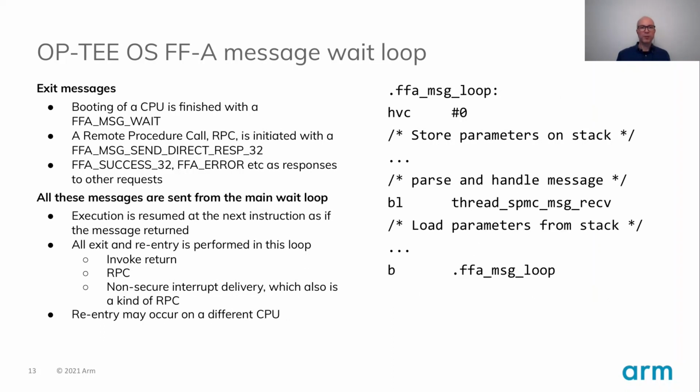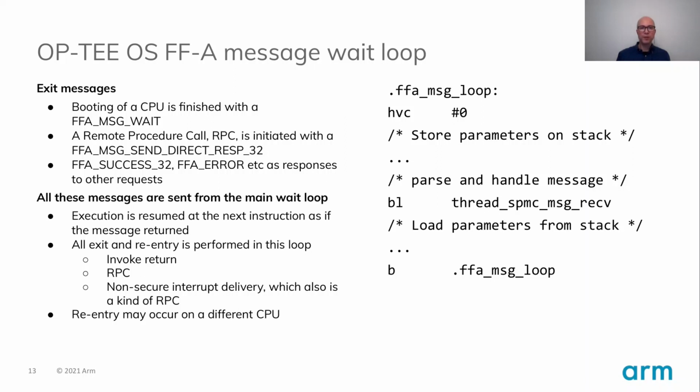OPTEE-OS FFA message wait loop. An FFA message is sent with the HVC instruction, and with this, control of the CPU is handed over to the SPMC. Execution in OPTEE is resumed at the next instruction when a new FFA message is received. The state that we had before the HVC is restored, except that X0 to X7 are updated with a new message. So we have a message loop similar to the example here to the right.